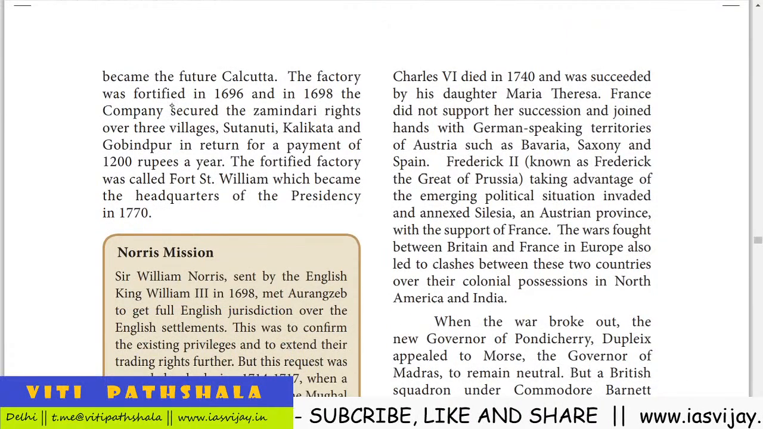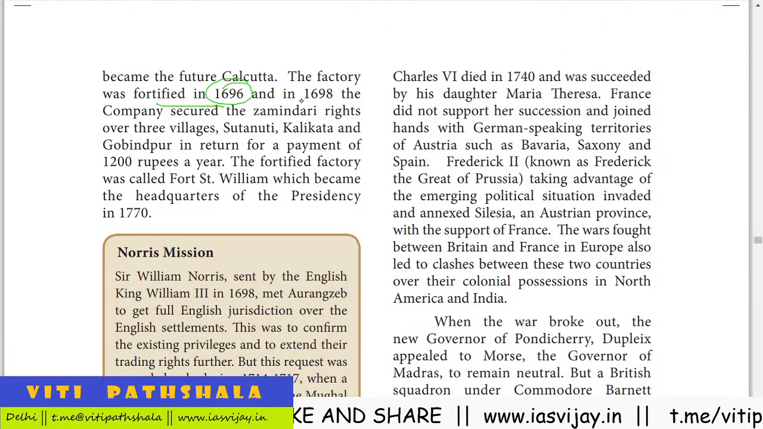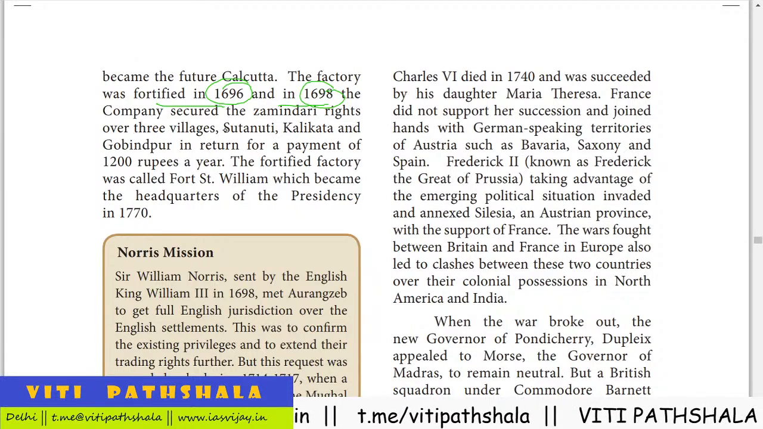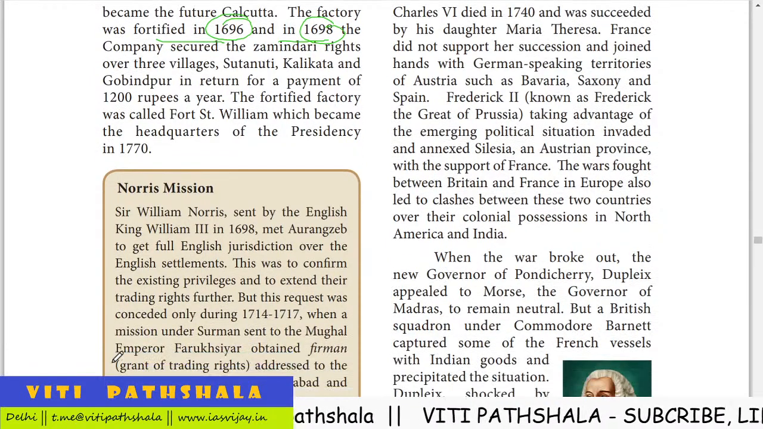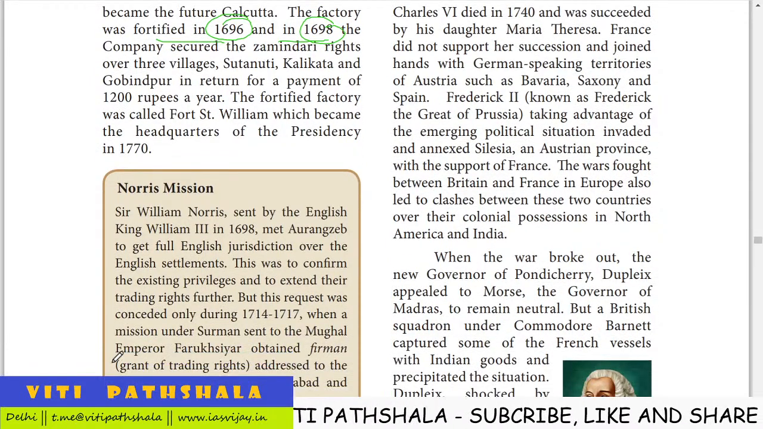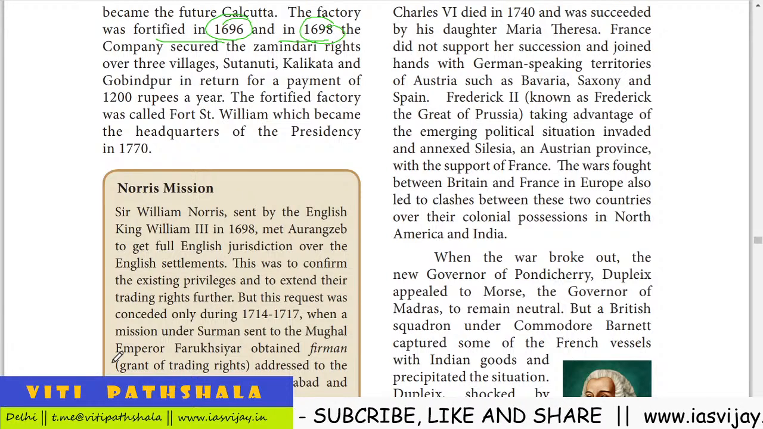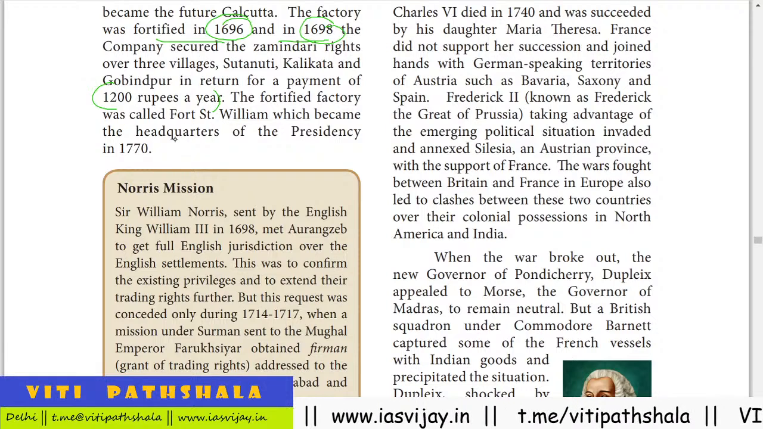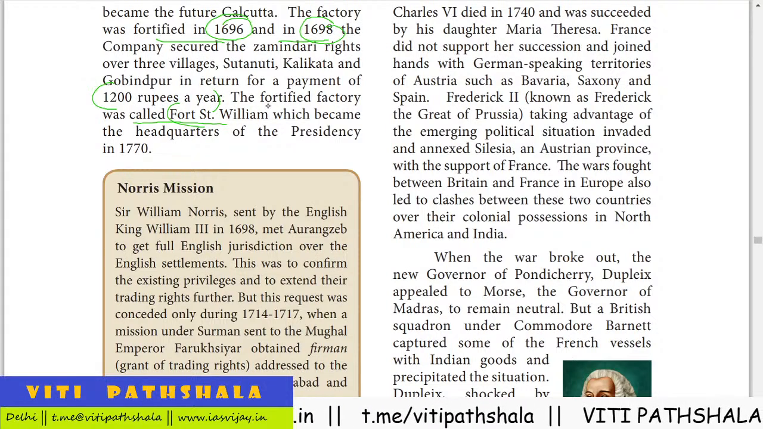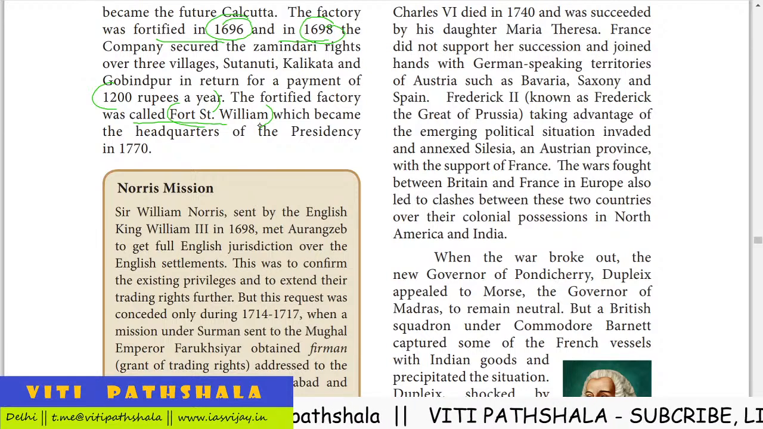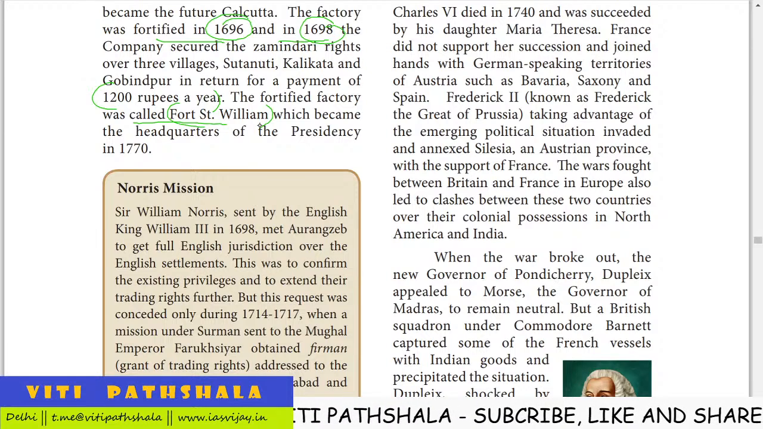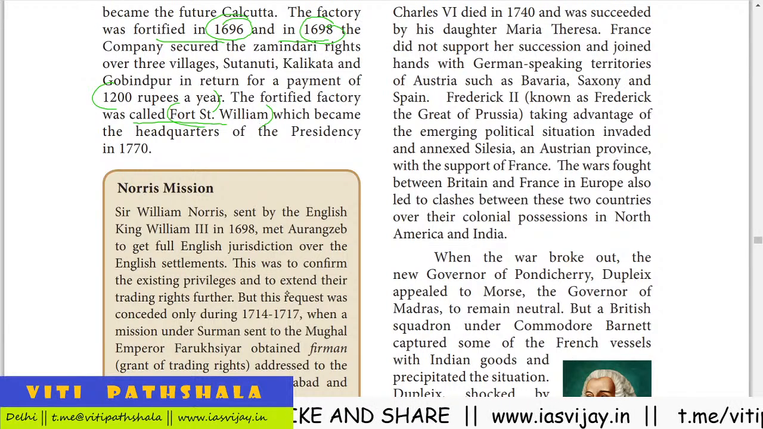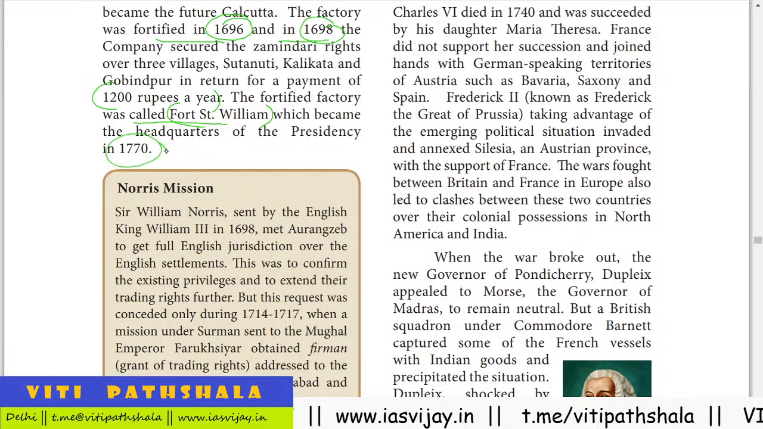The factory was fortified in 1696 and in 1698 the company secured the zamindari rights over the three villages Sutanuti, Kalikata and Gobindpur in return for a payment of 1200 rupees a year. The fortified factory was called Fort William. So this is the second fortified fort they made in India, which became the headquarters of the presidency in 1770.